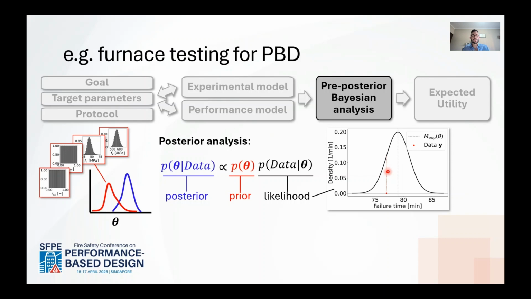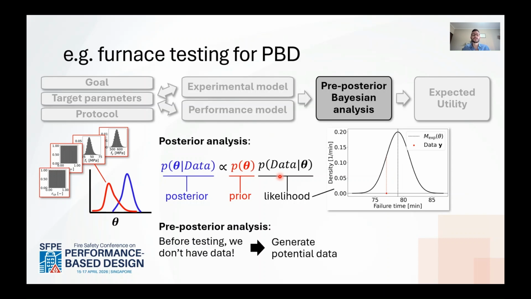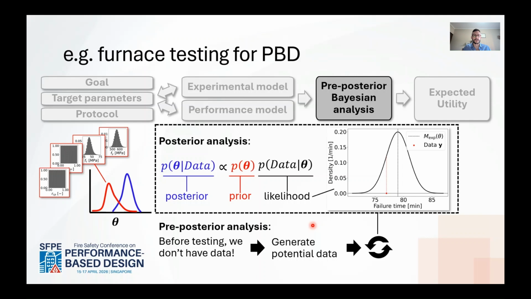So all this works if we have the data. But as I mentioned in the beginning, we want to do this analysis before we run the experiment, meaning that the data are actually not available. And in this case, we will perform a pre-posterior analysis, meaning that we generate multiple potential experimental outcomes using our experimental model and then iterate over the posterior analysis multiple times for each realization of our potential data.